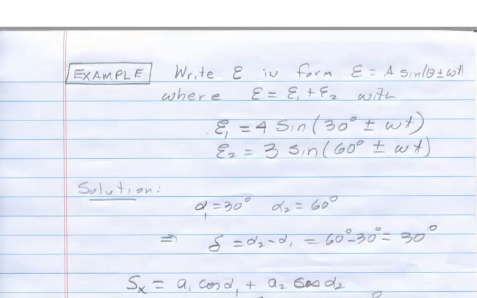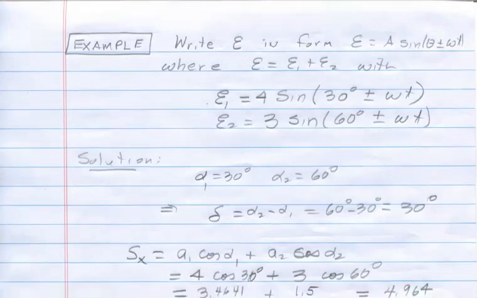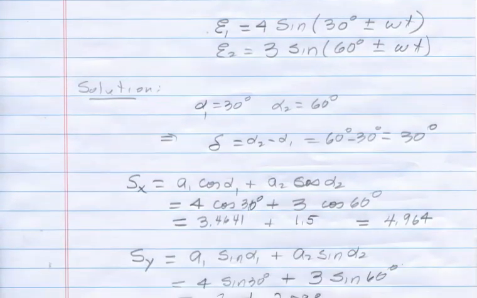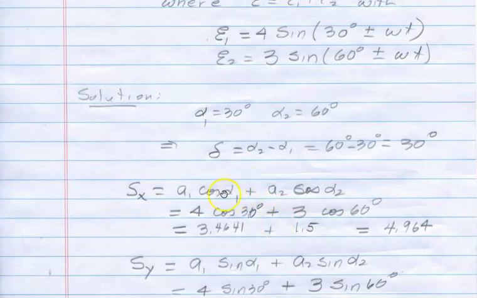Here I like the vector method, so let me do the vector method. I get the x and y components of the sum. So the first wave has x component A1 cosine alpha 1. The second wave has the x component A2 cosine alpha 2. Plug in the values: A1 is 4, A2 is 3. So this simply becomes 4 cosine 30 degrees plus 3 cosine 60 degrees, alpha 1 and alpha 2.